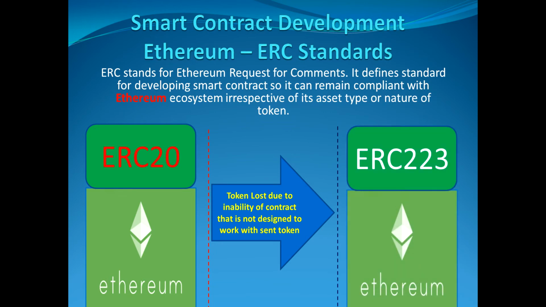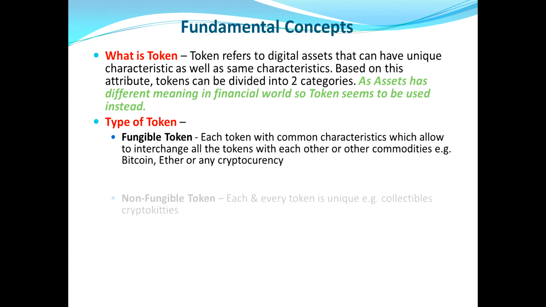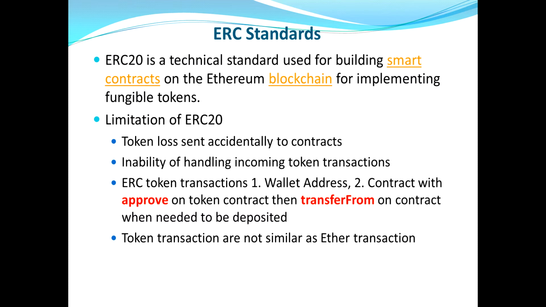So in that case those tokens will be lost, and there is a lot of evidence, with many implementations of ERC20, where a lot of tokens have been lost, right? I'm not going to cover this blockchain concept; we already know the fundamental concepts of tokens and the advantages of why we need to follow these standards, right? Now we need to talk about the limitation of ERC20.